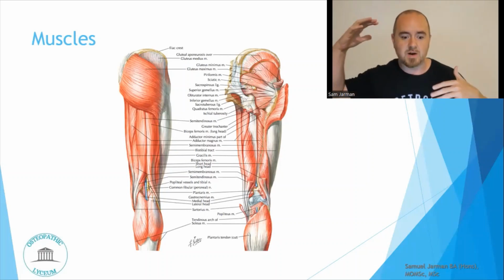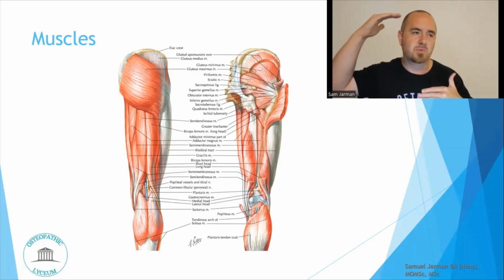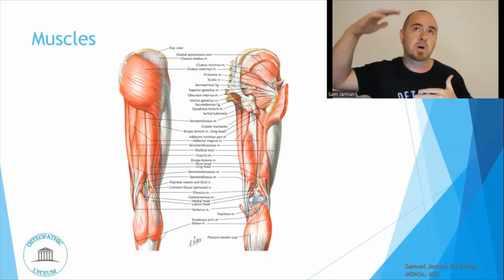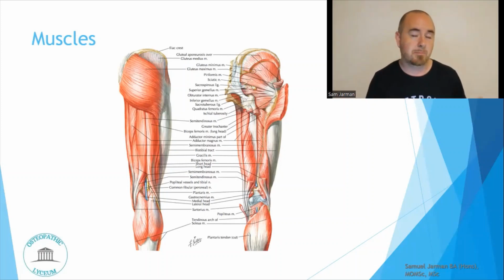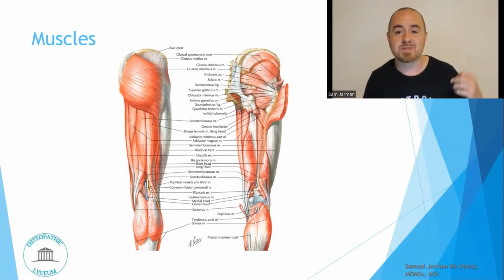So that's the soft tissues, which means you're basically going to have to look through the posterior, anterior, and medial compartments of the thigh with respect to the soft tissues.